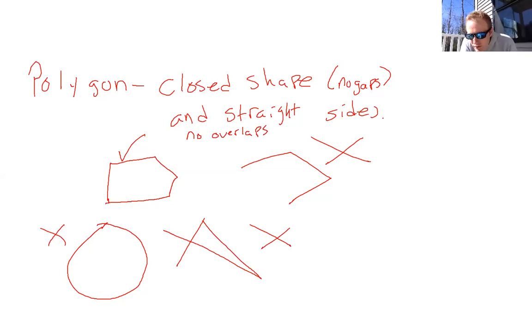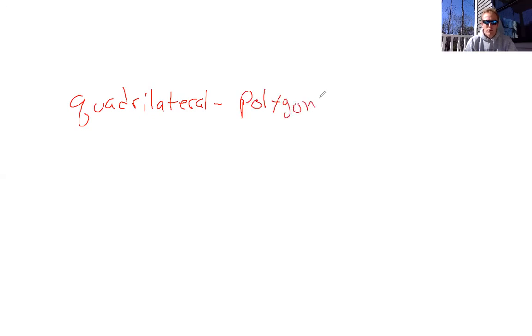Let's go to our next page, even with sunglasses on, it's hard to see out here. We will talk about what it means to be a quadrilateral. A quadrilateral is a polygon with four sides.